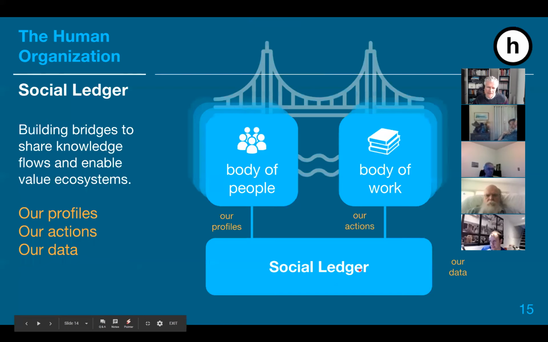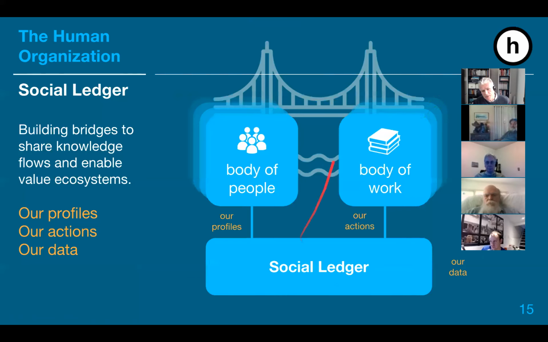And what would that mean if we do that? To me, the definition is, and we've brought this up in the past, talking about the reasoning behind this, it's really to begin building bridges to share knowledge flows and to enable these value ecosystems across large groups of people, large bodies of work. So you see here, there's an instantiation, body after body after body of people, and whatever they create on their end, what they have, right?